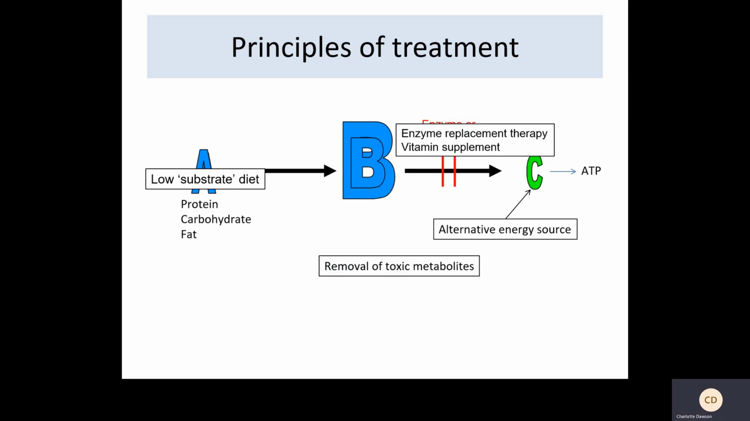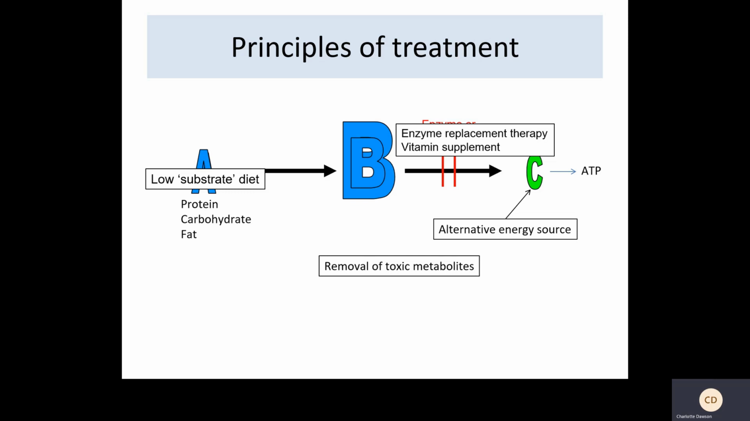I'm going to finish with a brief overview of the principles of treatment. So here we see again the slide showing the enzyme or cofactor defect affecting conversion of substrate B to product C. And one way in which we can treat IMDs is to remove or at least diminish substrate B by giving enzyme replacement therapy. That's particularly a strategy used in lysosomal storage disorders.